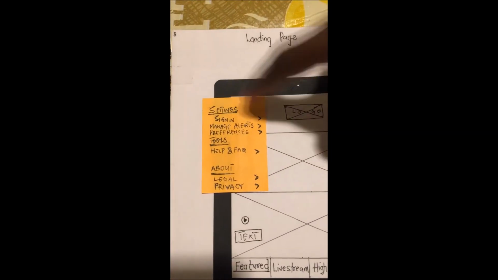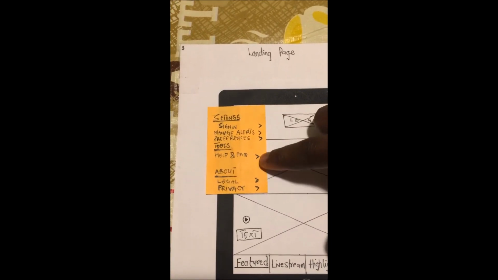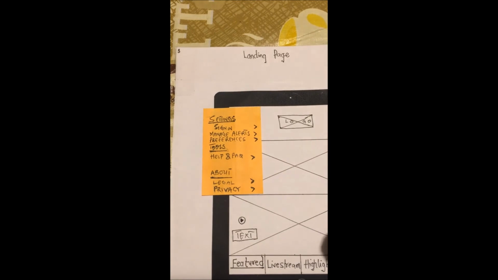We have the settings, the sign in, the manage alerts, preferences, and under the tools we have the help and file, about, the legal terms and use of my app, and the privacy policy as well.